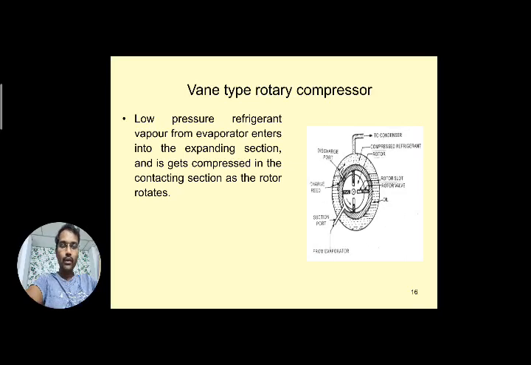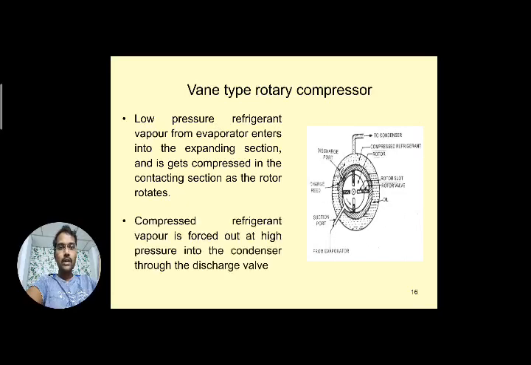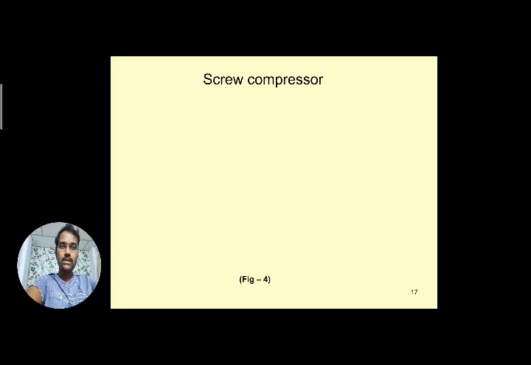Whenever the rotor makes contact with the cylinder, at that side less gap is provided, so the refrigerant gets compressed at one side. The compressed refrigerant vapor is forced out at high pressure into the condenser through the discharge valve. This is the case, the compressed refrigerant coming out of the section is sent to the condenser. So this is regarding the vane type rotary compressor. Hope you understood the topic.